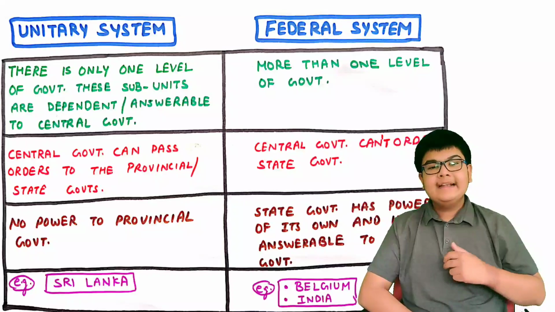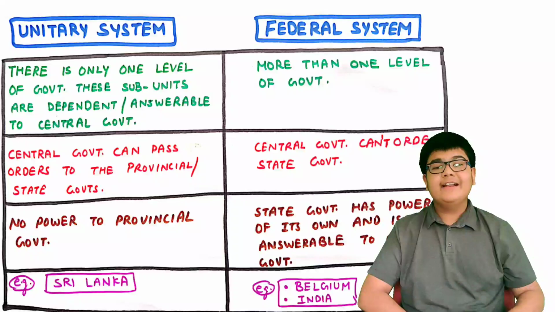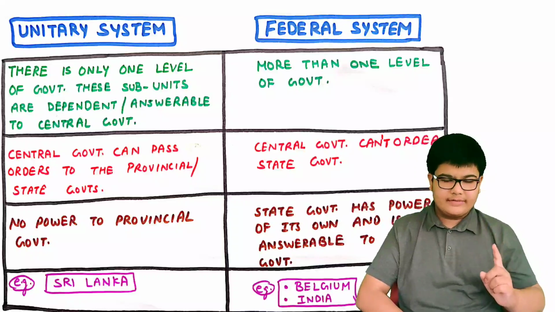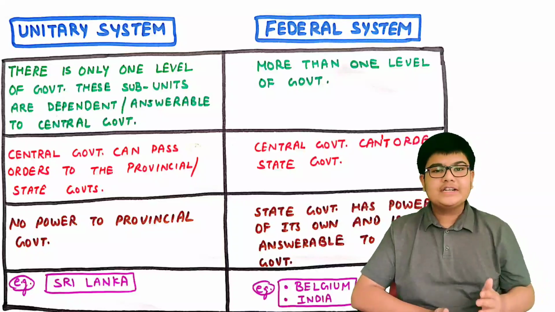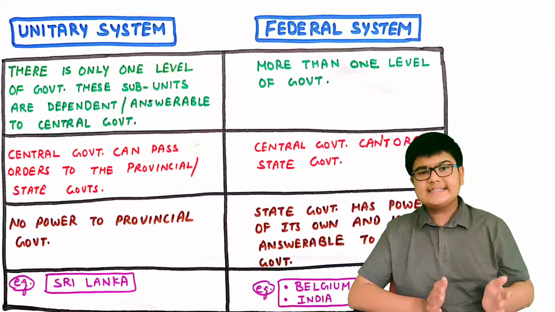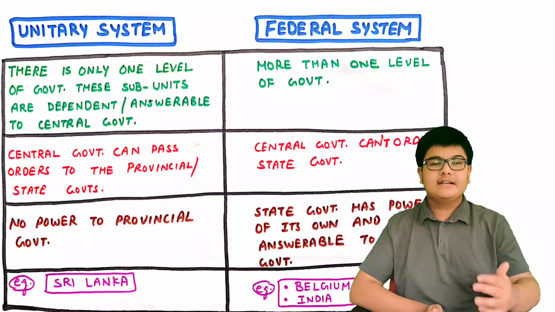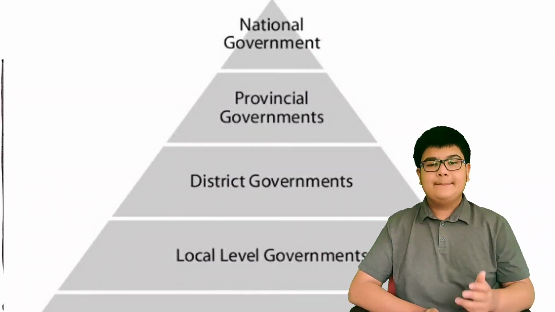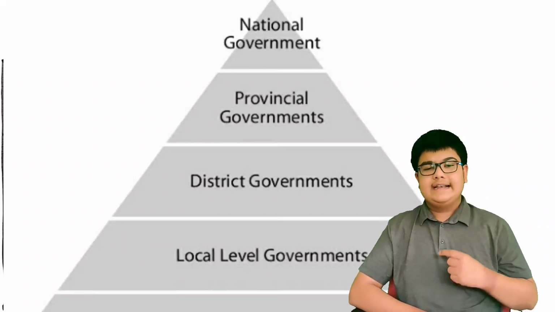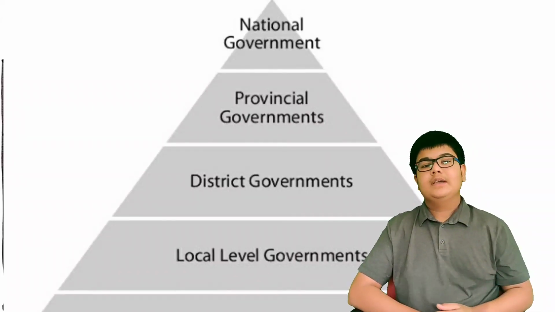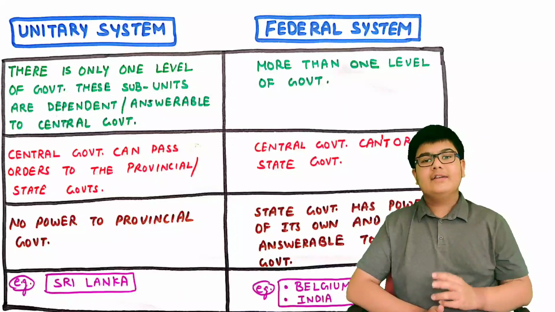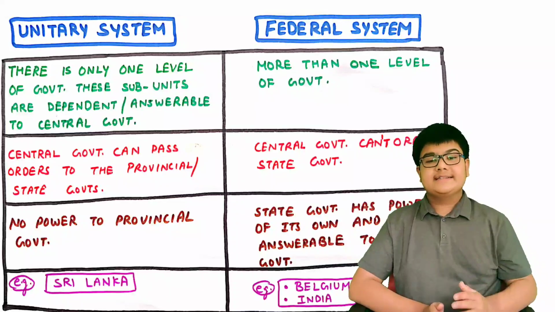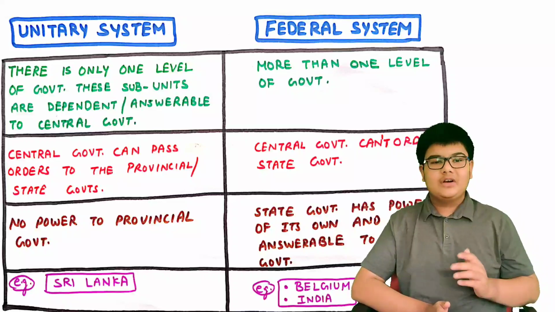So now let us see the main differences between the unitary system and the federal system of government. In a unitary system, there is only one level of government, or there are some subunits or provincial governments, but these subunits are dependent or answerable to the central government. But in a federal system, there are more than one level of government. For example, in India, there are three levels of government: central, state and local. In a unitary system, the central government can pass orders to the provincial or state government. But in a federal system, the central government can't order the state government.